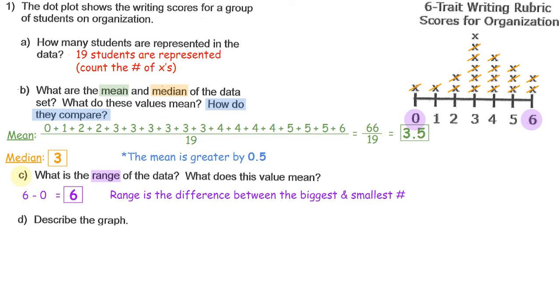If the range value is really big, then that means your data set is really spread out from each other. If your range is kind of small, then your data is grouped pretty close together and everyone scored pretty similar. Okay, that's what a range is. It's a way to describe the variation of a data set.